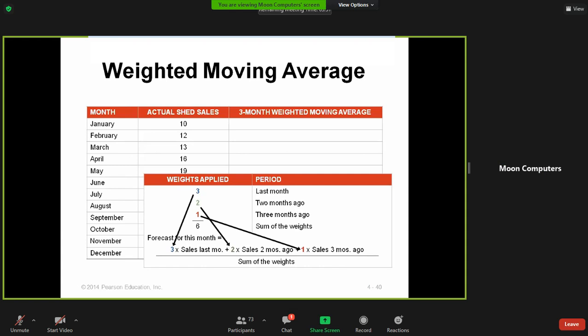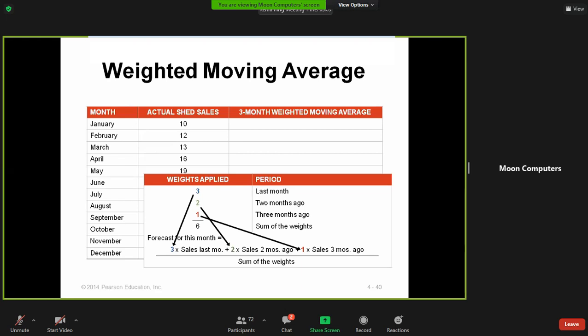Highest weight is 3, which is assigned to, now you tell me yourself, January, February or March? March. 3 is assigned to March because the previous period is the most important for us. Then, compared to March, we have a slightly lesser weight, that is 2, and this weight 2 is assigned to the month of February. And last but not least, the lowest weight 1 is assigned to the farthest period, that is January. So January will take the value of 1, February 2, and March 3.